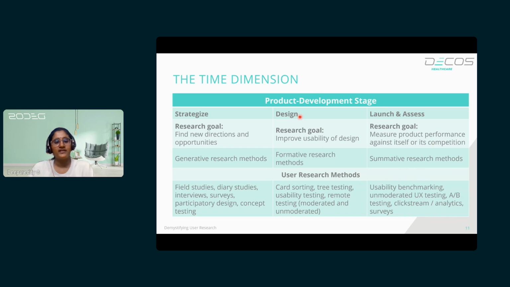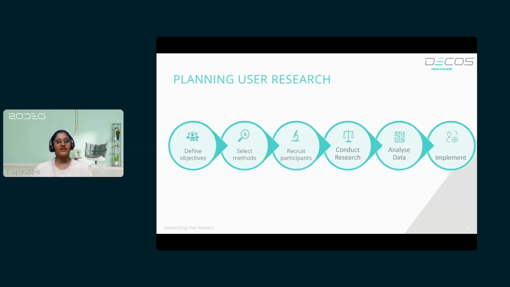So you can see the table provides various research methods which fit into each of these stages. This will help us decide what the right approach is for each product development phase. Now that we have seen different types of user research methods and where we can apply which method, moving on to the actual steps involved in user research.